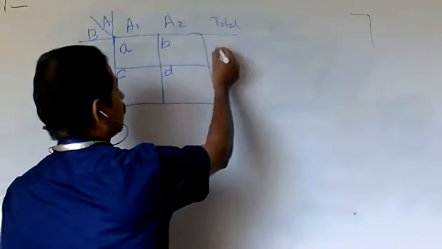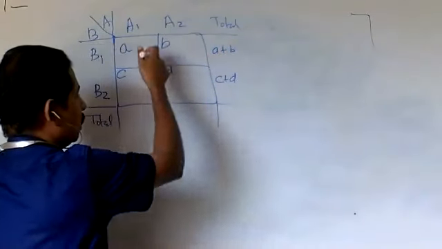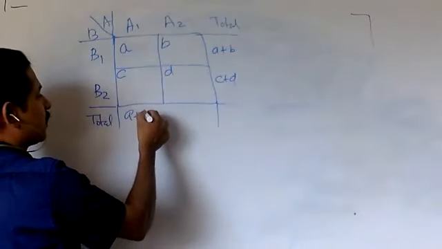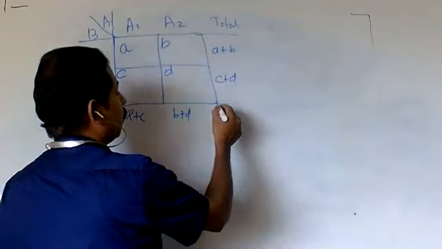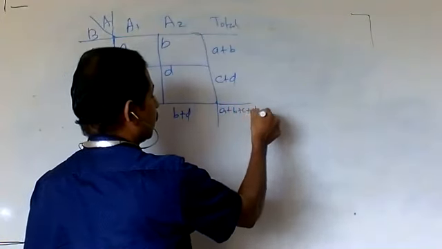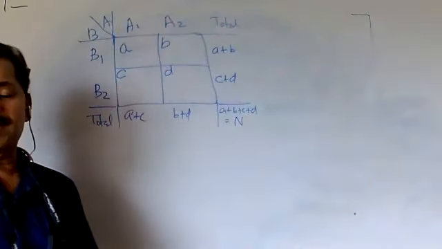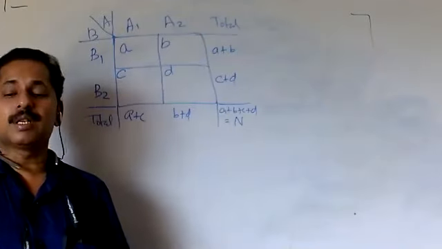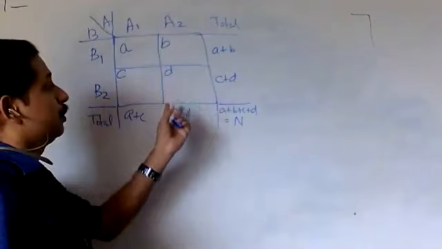Here the row total is A plus B. Here it is C plus D. The column total is A plus C, and here it is B plus D. And the grand total is A plus B plus C plus D. That will be denoted by capital N. So in this situation, we have the total size capital N, and it is divided into these 4 cells.